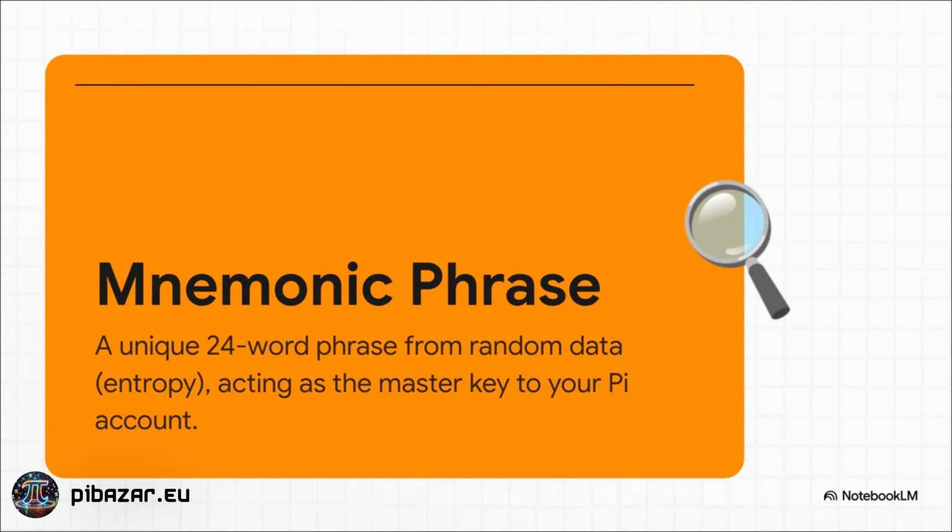So let's get the official name out of the way. It's called a mnemonic phrase. And as the source material points out, it all starts with something called entropy, which is basically just a fancy word for a burst of pure digital randomness. That randomness gets converted into these 24 words you know. So you see, it's not just a password. It's more like the unique genetic code for your entire wallet.